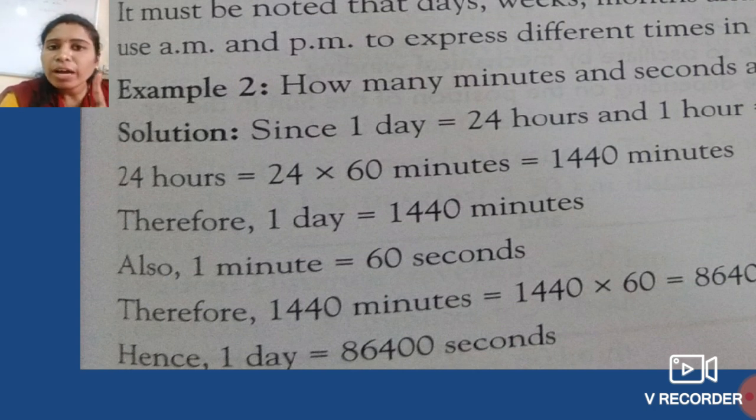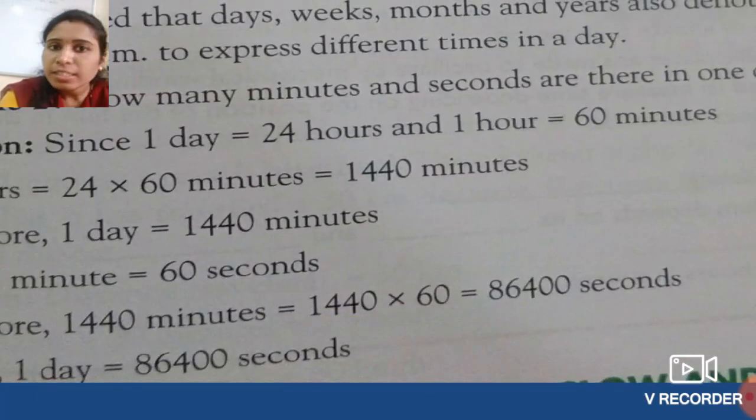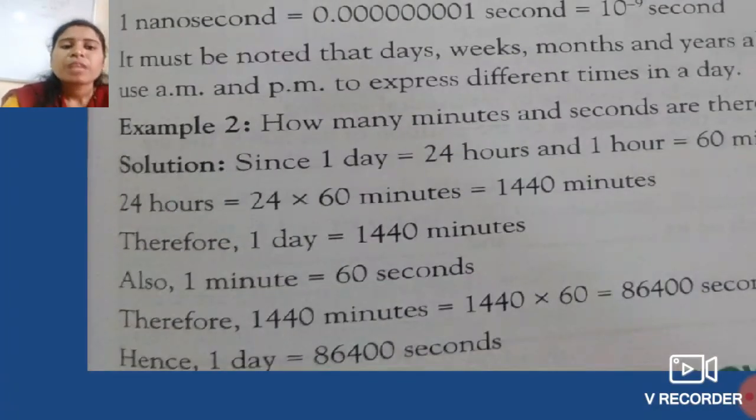So from minutes, we can also calculate seconds. As all of you know that 1 minute is referred as 60 seconds. How many seconds are there in 1 minute? In 1 minute there are 60 seconds. So for 1440 minutes, what we will do? We can multiply this 60 seconds into 1440. Then we will get the seconds. What are the seconds? 86,400 seconds. Okay, so in one day total 86,400 seconds are there.